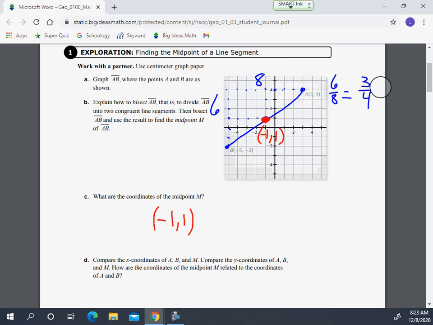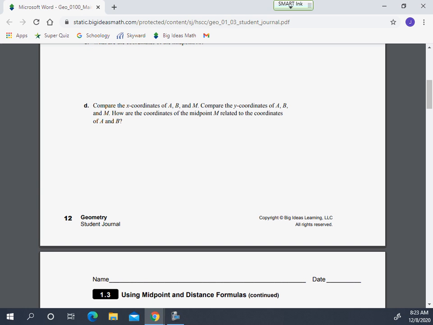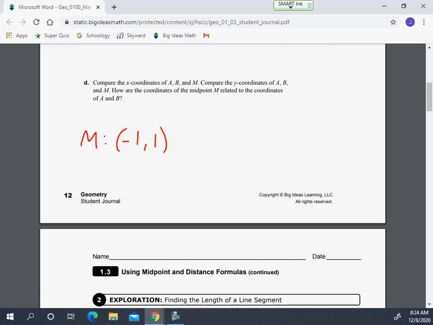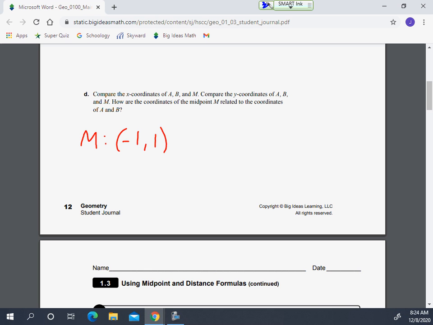Now I can erase this and scroll down. So if M was at -1, 1, what were the coordinates of A? 3, 4, and -5, -2. So A was at 3, 4, and B was at -5, -2.